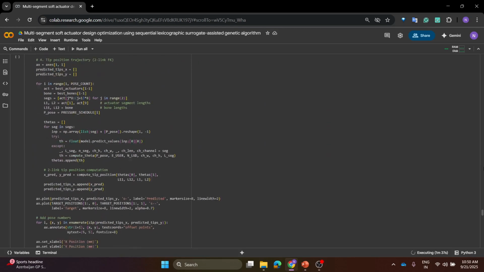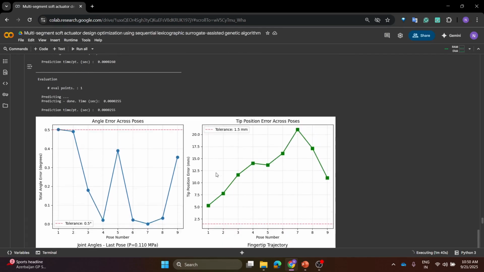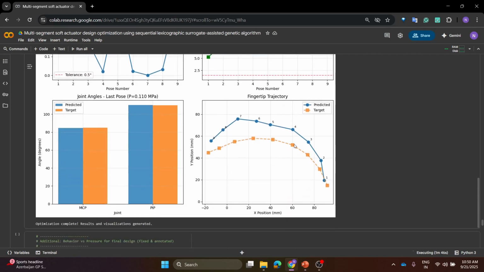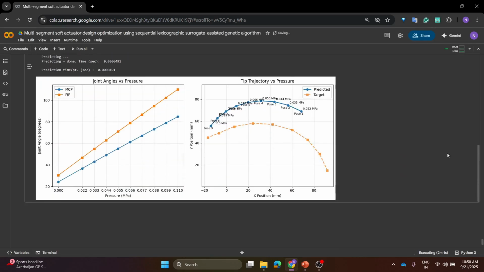Visualization here. You can see the angle error across multiple poses, the tip position across all poses, and the trajectory comparison. This blue trajectory is calculated from the end tip position across all poses, compared with this orange trajectory, the target configuration I have given earlier. Also, you can find here a comparison. This blue trajectory has been created specifically for the final design set I get, which I will be using for CAD, and compared with the target configuration.